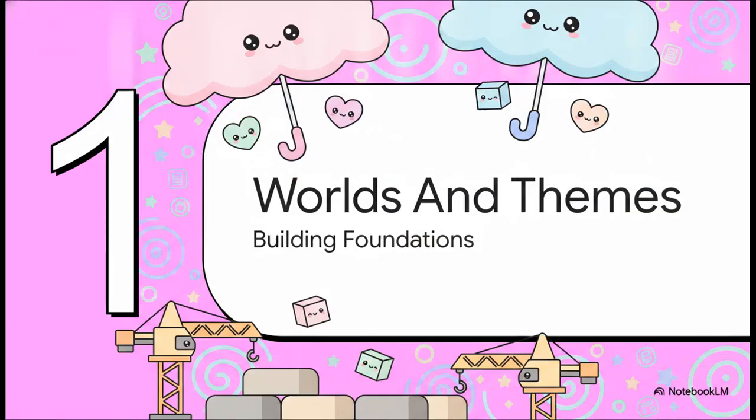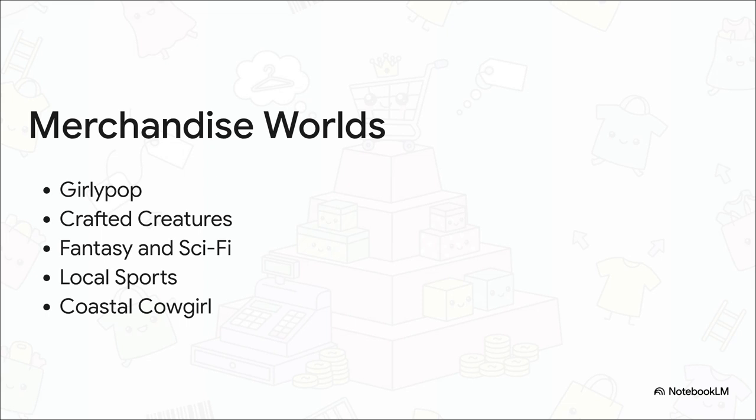All right, let's move into Section 1, Organizing Worlds and Themes, Building the Foundations. What's really fascinating here is the sheer scale of these categories. We aren't just talking about individual product lines, we are talking about broad merchandise worlds. Umbrellas like Girly Pop, Crafted Creatures, Fantasy and Sci-Fi, Local Sports, and even one that's currently in development, Coastal Cowgirl.